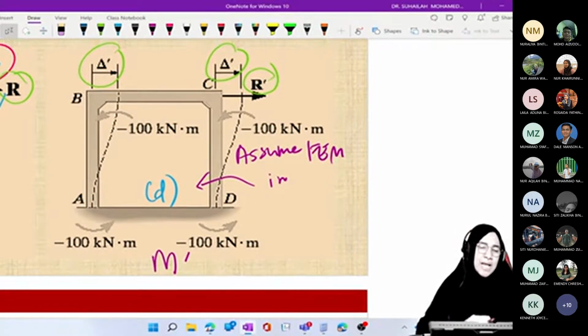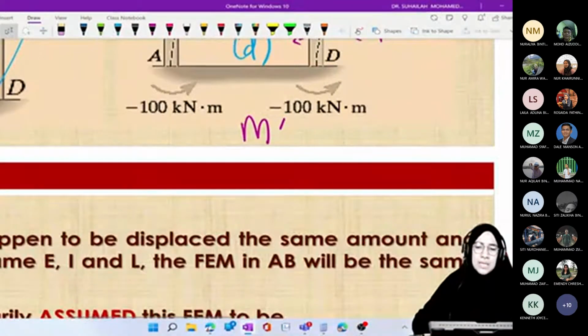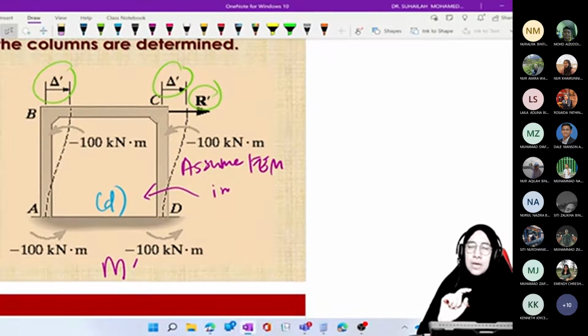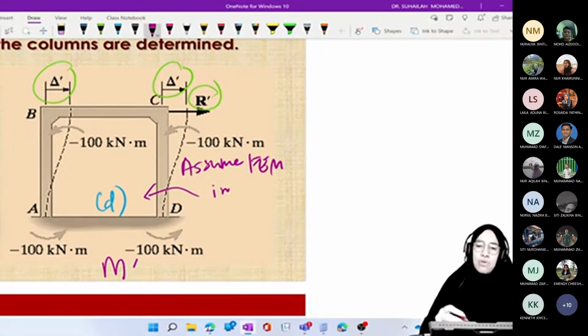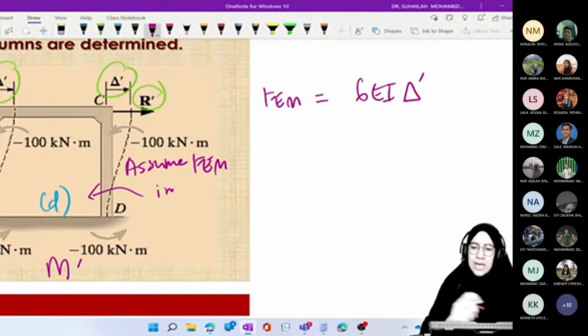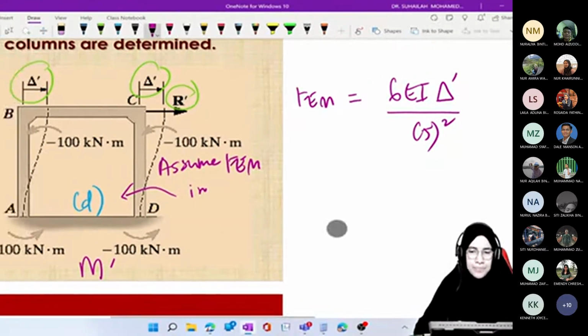Because what is actually happen here is FEM due to delta. The formula for both fixed far and fixed FEM, FEM due to delta is 6EI delta, in this case delta prime, over L. L in this case is 5. So 5 squared, 6EI delta prime over L squared.